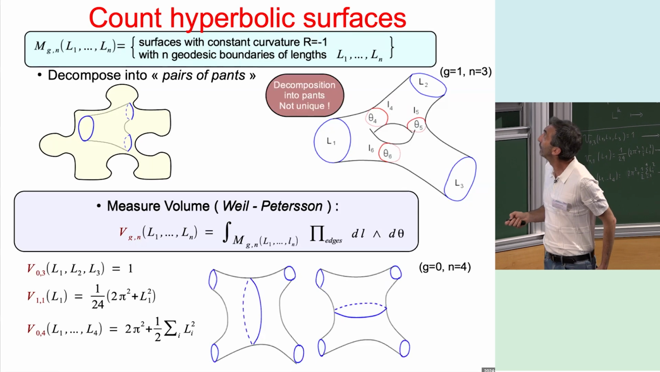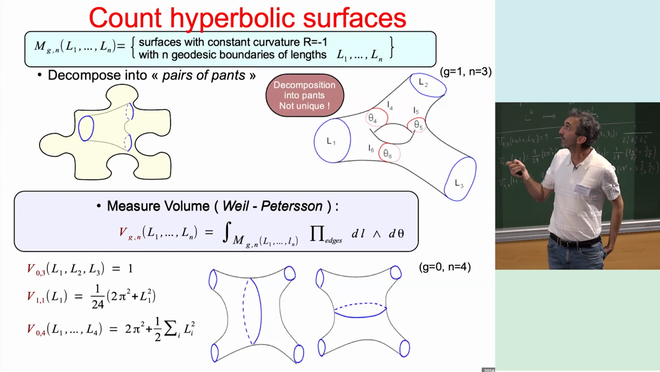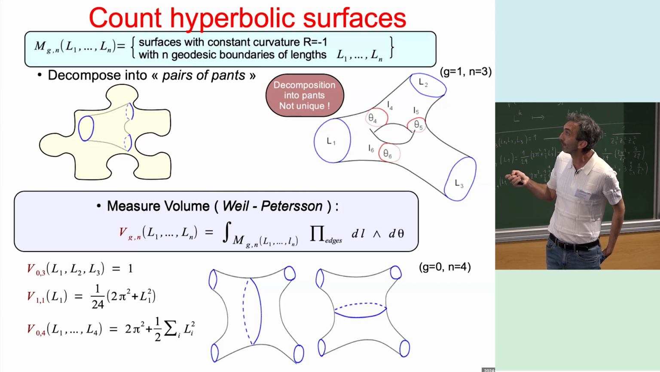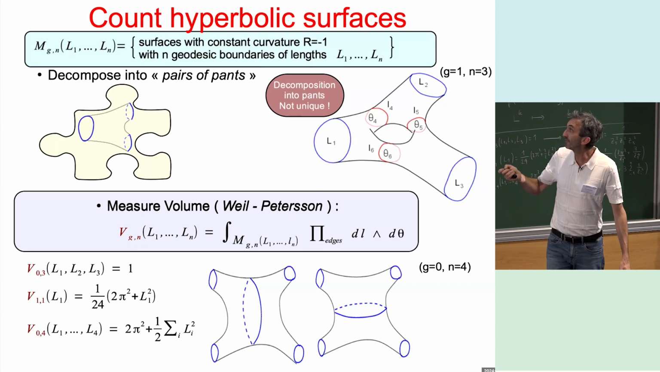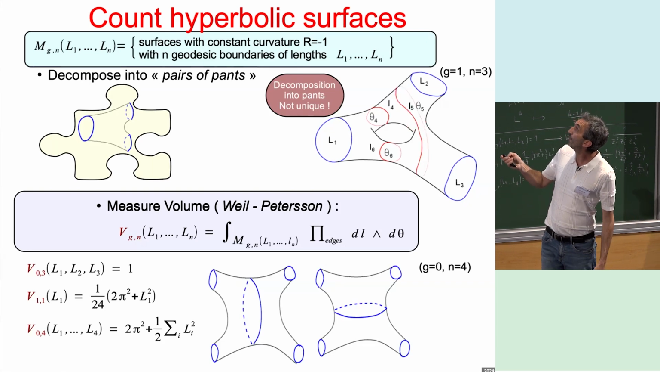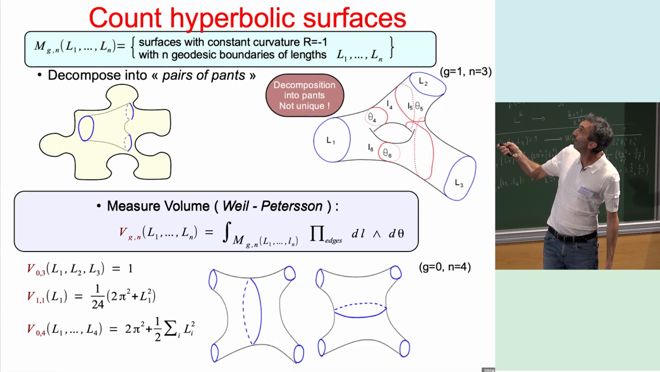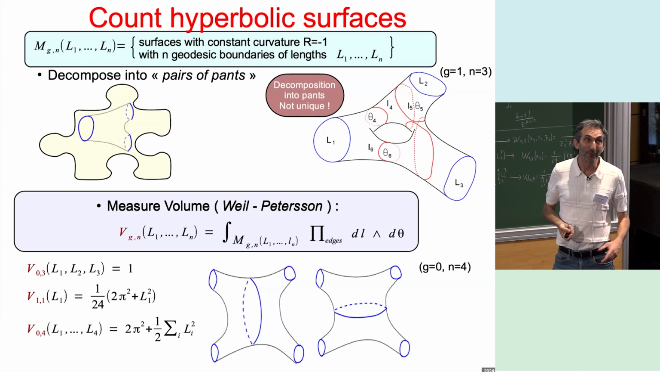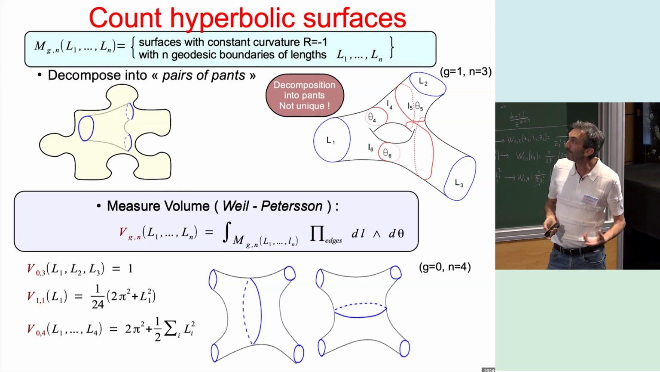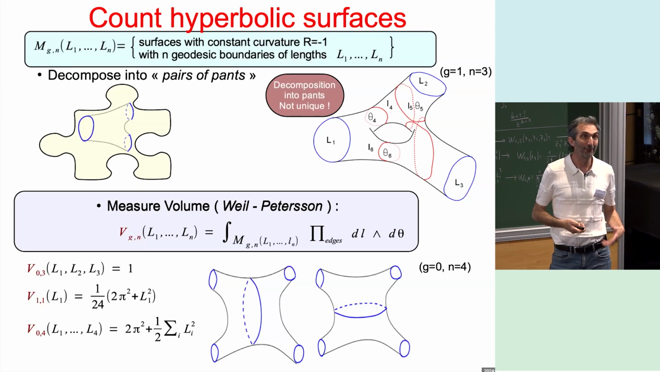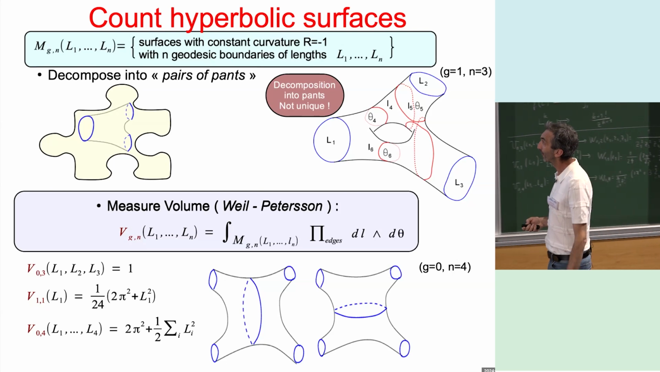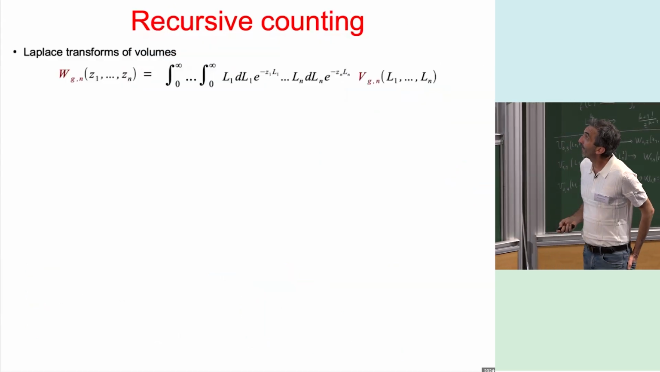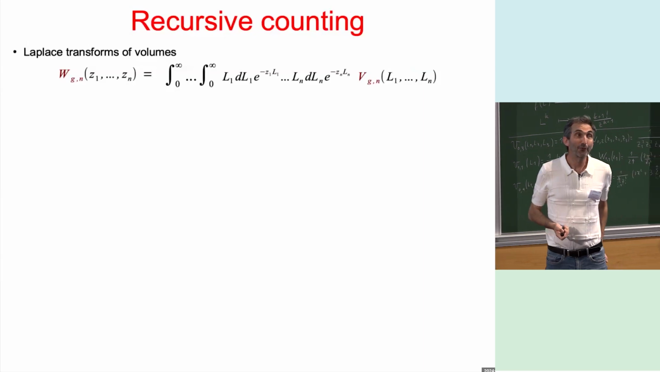The main difficulty in doing this computation is that the decomposition into pairs of pants is not unique. For example, in this example, you have 2 geodesics along which you could cut, or in this example, you could have chosen this geodesic, or even that one. In fact, there is an infinite number of ways to decompose. Basically, the main difficulty is to take care of this multiple counting, and that's very tricky. That's quite hard. And this is where Maryam Mirzakhani found a solution.